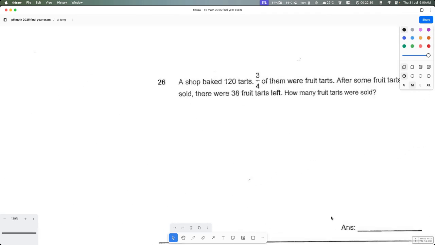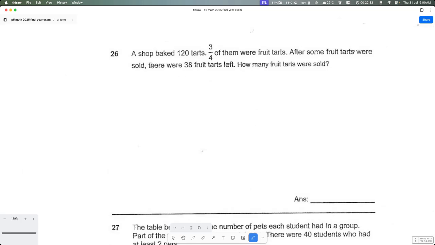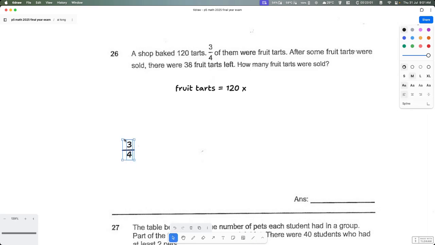Question number 26 says a shop baked 120 tarts. A quarter of them are fruit tarts. After some fruit tarts were sold, there were 38 fruit tarts left. How many fruit tarts were sold? Okay, so we first want to find how many fruit tarts there are. Fruit tarts is equal to 120 times 3 quarter.